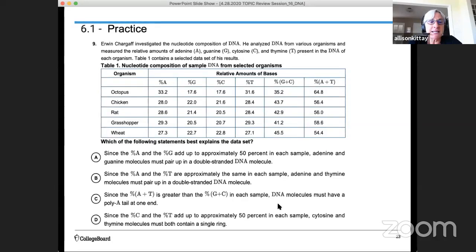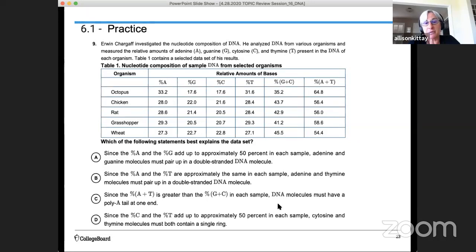So what he did is he investigated the nucleotide composition of DNA, and he analyzed DNA from various organisms and measured the relative amounts of adenine, guanine, cytosine, and thymine present in the DNA of each organism. And he did many more than the organisms that you see here. And so in this table, table 1, we see the relative amounts of bases by percent in an octopus, a chicken, a rat, a grasshopper, and a wheat plant. Okay, so you can study those percentages.